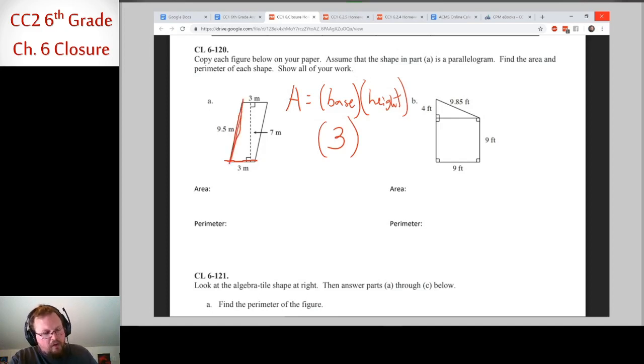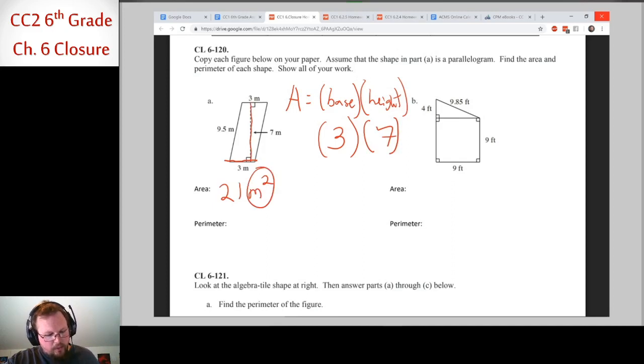If you remember measuring students in class, you do not measure them when they are tilted sideways. It doesn't work. So go ahead and recognize that the height always makes a right angle to the base, which means the height is 7. My area for this is 21 meters squared.